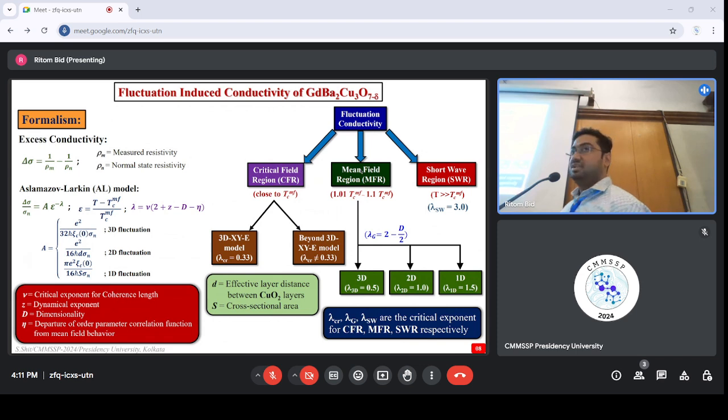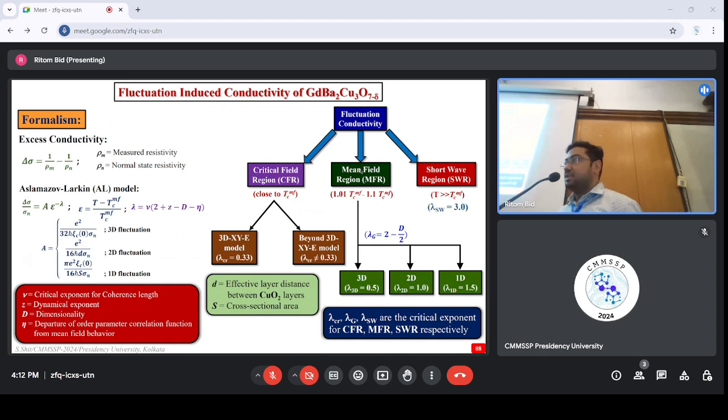The excess conductivity, or fluctuation conductivity, is defined by delta sigma, which follows these equations. And according to the AL model, the excess conductivity follows a power law relation with the reduced temperature. This exponent has different dependencies like the critical exponent, coherence length, dynamic exponent, and dimensionality. Depending on this lambda, the fluctuation in the samples may be in the critical region, the mean field region, or the short wave region. In the mean field region, the fluctuations may be in 3 dimensions, 2 dimensions, or 1 dimension.